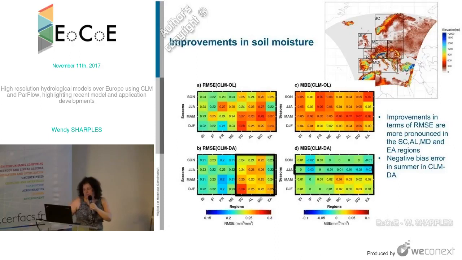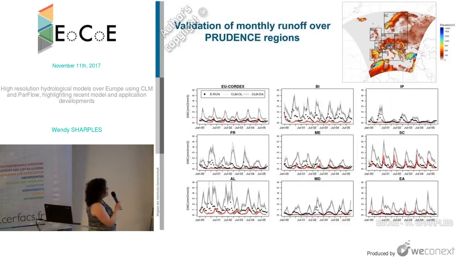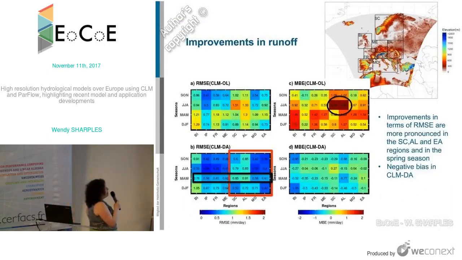Okay, and then if we look at the validation of monthly runoff, because that's ultimately what we wanted to improve indirectly by assimilating the soil moisture, you can see from the red compared to the black that there's a definite improvement when we use data assimilation over the PRUDENCE regions. And the improvements in terms of RMSE are more pronounced in the SC, AL and EA regions, and in the spring season, particularly because in the spring you get higher rates of precipitation, which then exacerbates the wet bias. And there's a negative bias in the CLM DA for runoff overall.